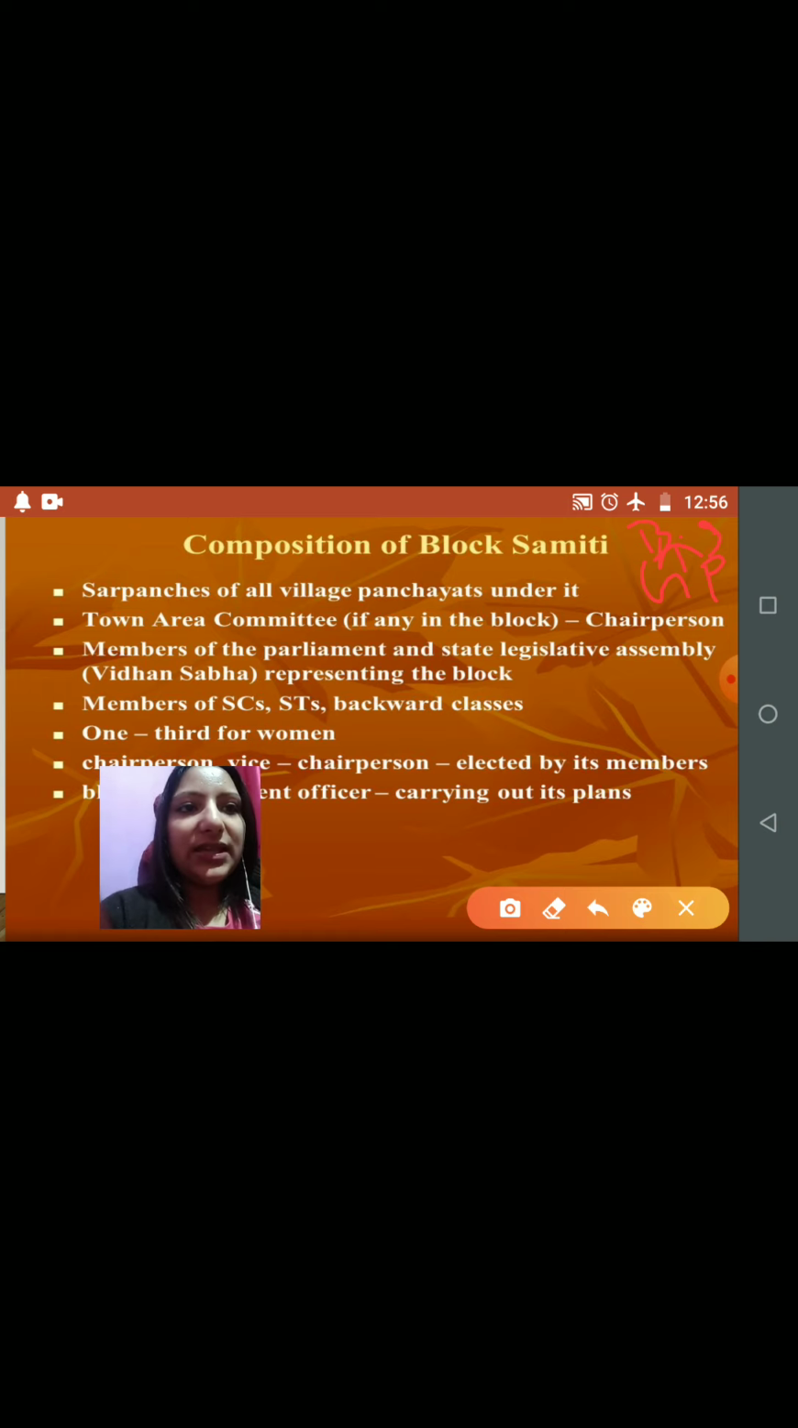The town area committee, if any in the block, the chairperson, and the members of parliament and the state legislative assembly, that is your Vidhan Sabha, representing the block.